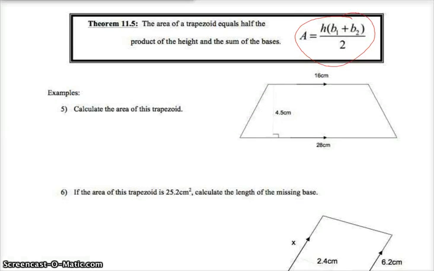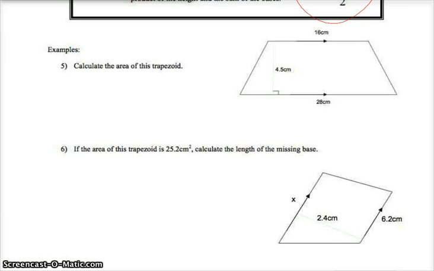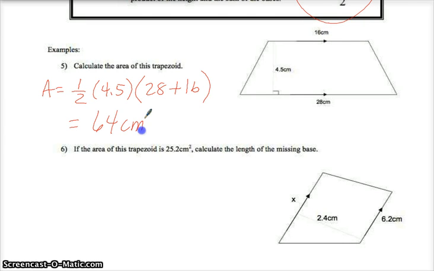Right, moving on to our examples, calculate the area of this trapezoid. Well, we just applied that formula, so I'm going to get 1/2, the area of the trapezoid is 1/2 the height times base 1 plus base 2. We would go ahead and calculate that. So 28 plus 16 times 4.5 times 1/2, and I get 64 centimeters squared.